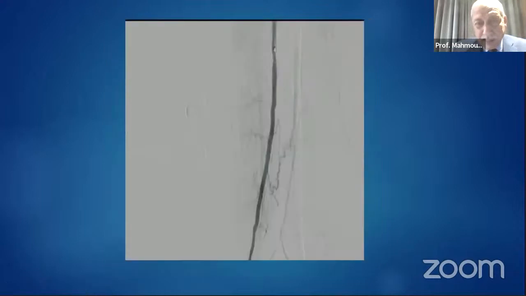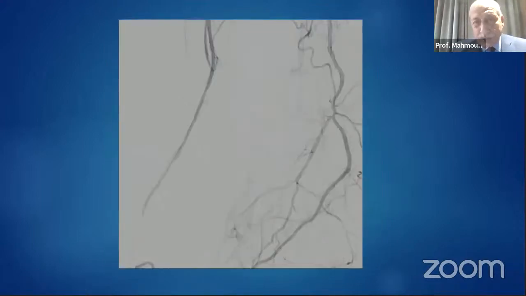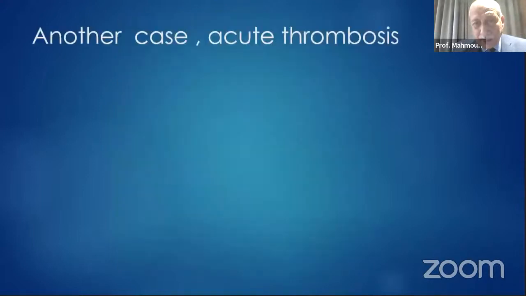We had perforation, we had dissections. So the only option we had was to go through the dorsalis pedis again and having the wire, and then the wire was captured by the vertebral catheter in the mouth of the anterior tibial, then ballooning, and this is the angio, and this is the final angio.